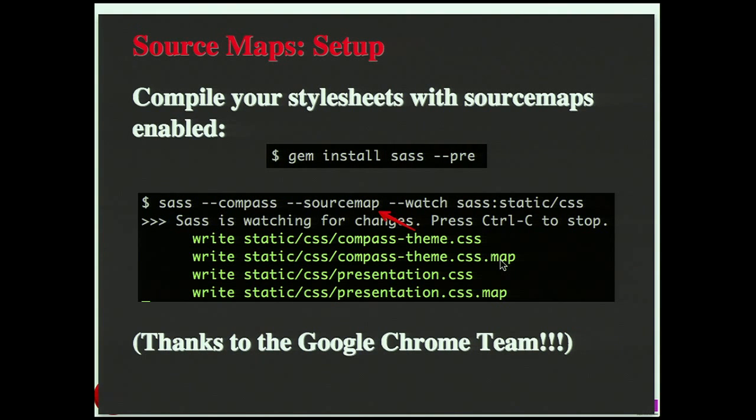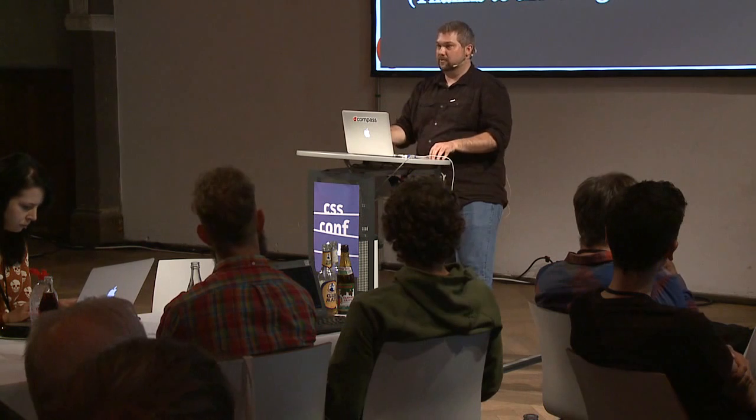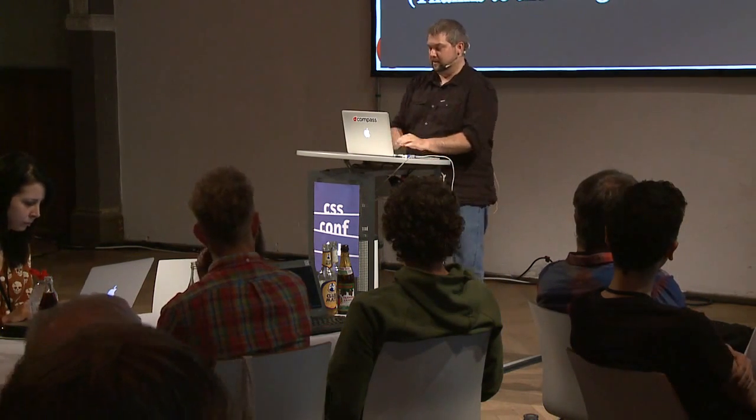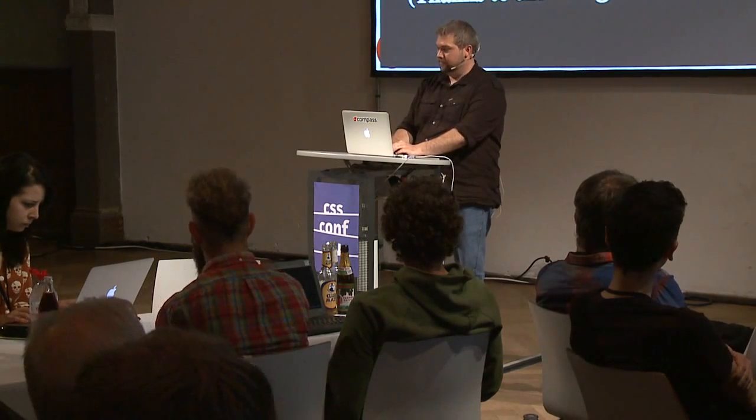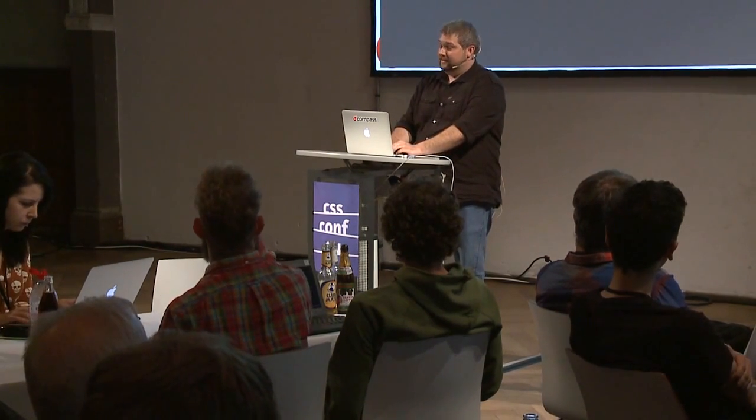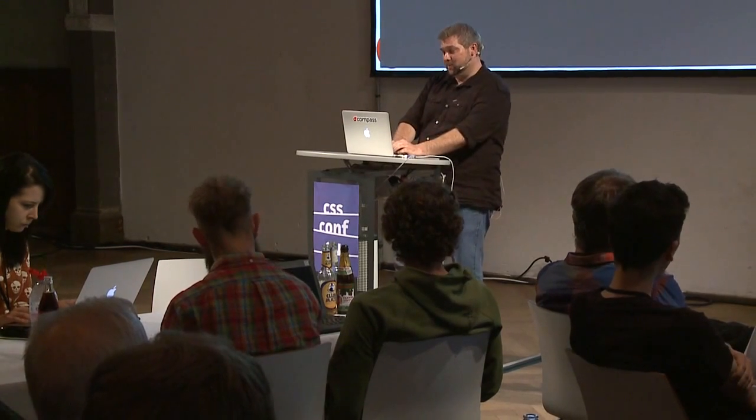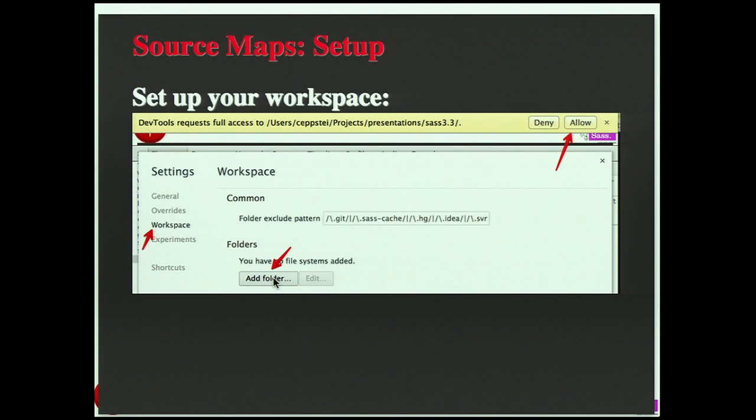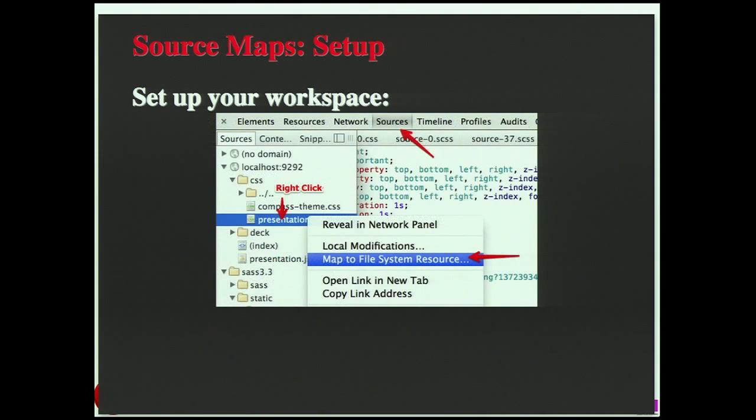And this was a capability that was contributed to Sass from the Google Chrome team, which was really awesome for them to help us get that up and running quickly. But you're not done yet. So now there's this concept called a workspace. And so you'll have to go to a workspace in the Chrome DevTools, click Add Folder, and you're going to select your project folder, and it'll say that the DevTools wants to access it, and you'll say Allow. You're still not done.